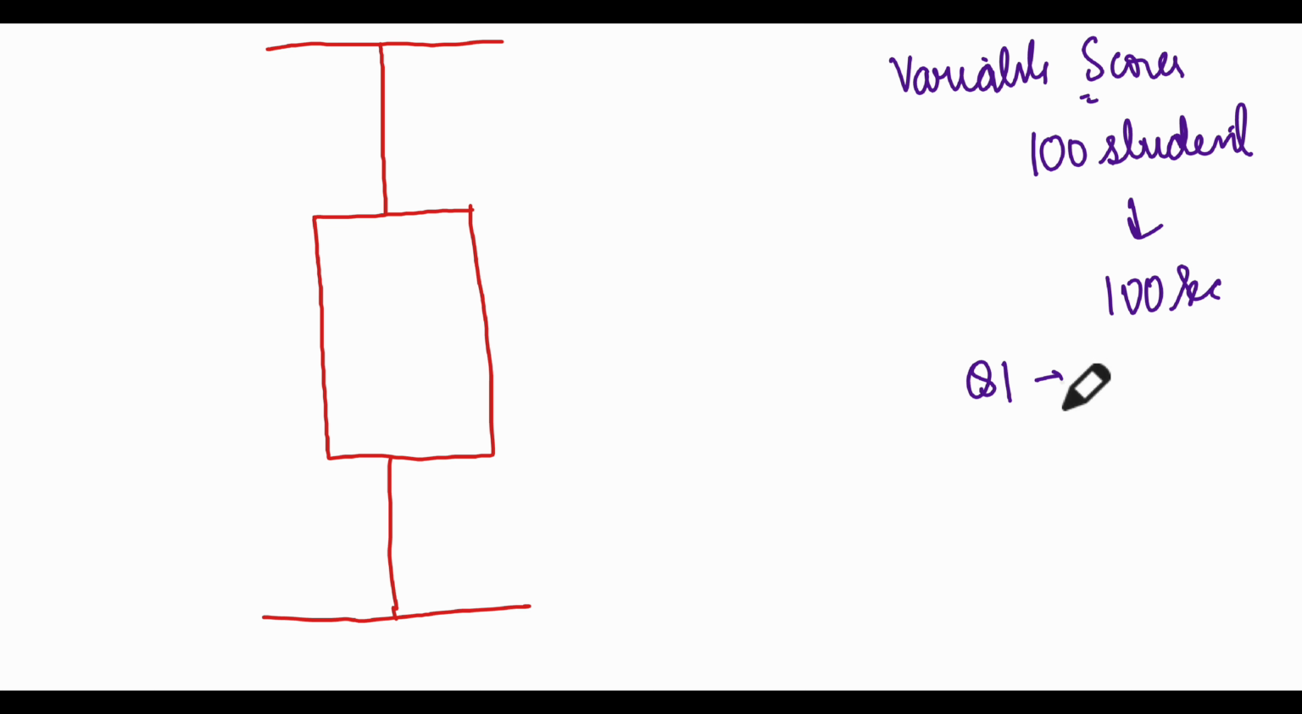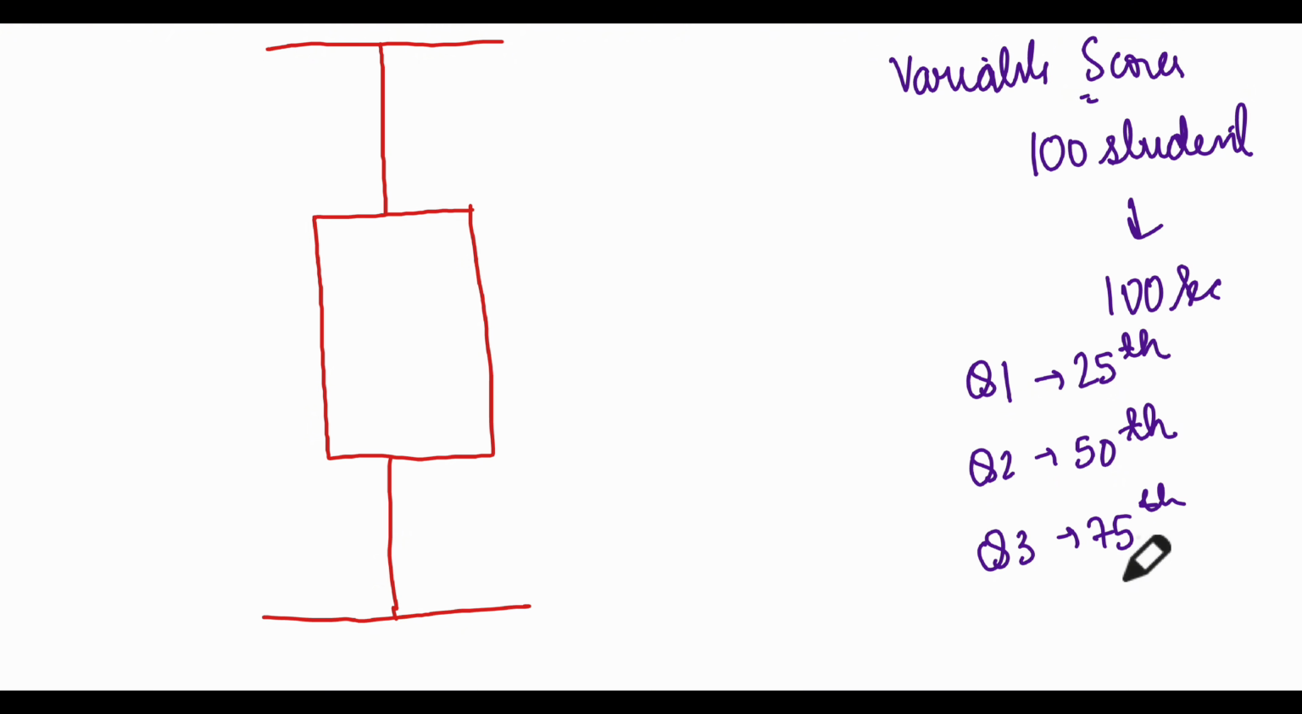Q1, that is the 25th percentile. Q2, that is the 50th percentile. I am assuming you guys know percentile. If you don't know, comment below on the video, I will explain that. Q3, that is the 75th percentile, and Q4, that is the 100th percentile. So these 4 KPIs will be used. This is also called the median, because this is the 50th percentile. So the first characteristic of any box plot is your median.